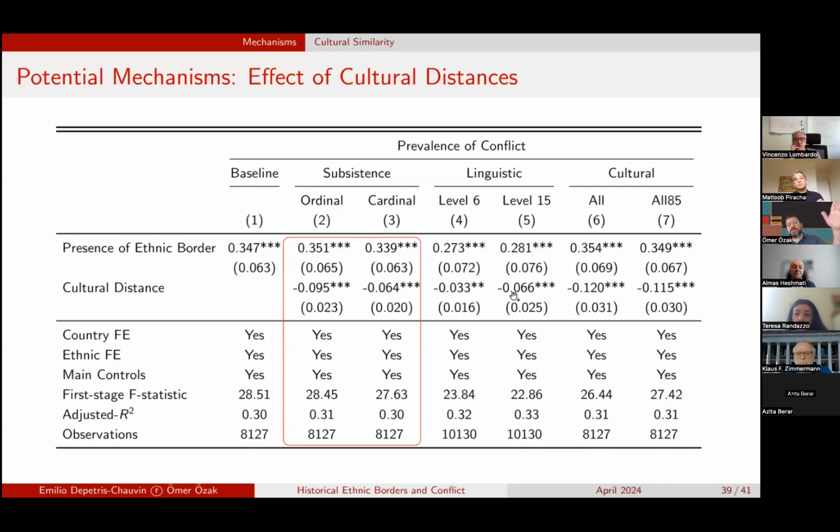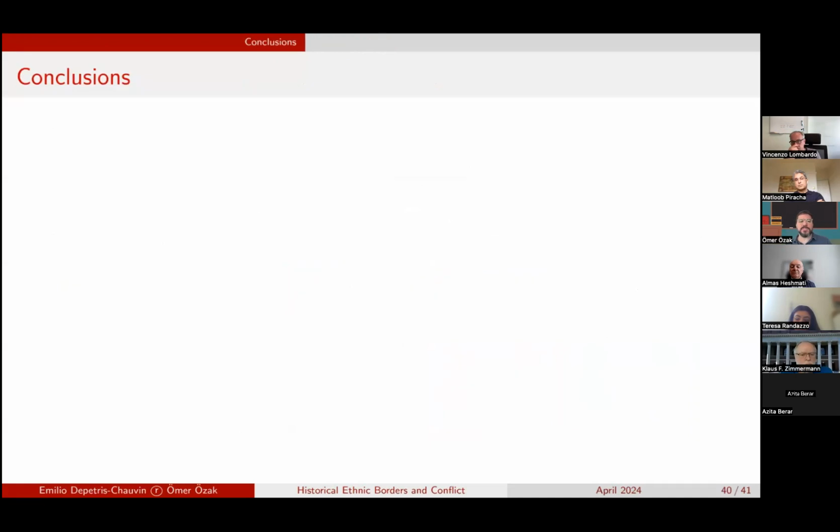We measure this using subsistence. We use linguistic distances at different levels, and we find the same results. We use all the cultural data from the Ethnographic Atlas, and we get a similar result, right?